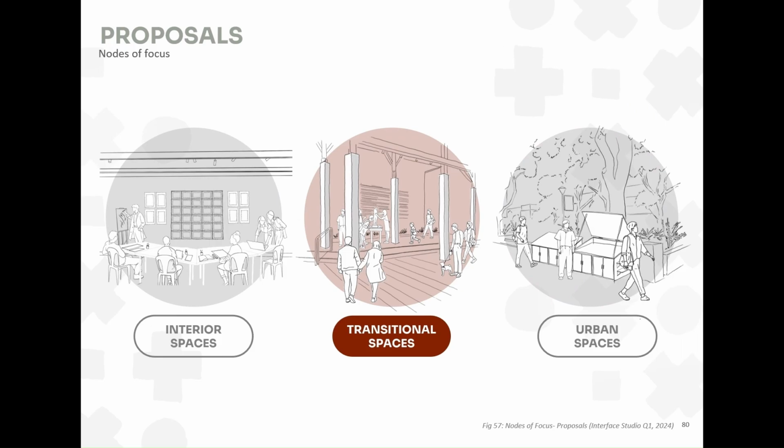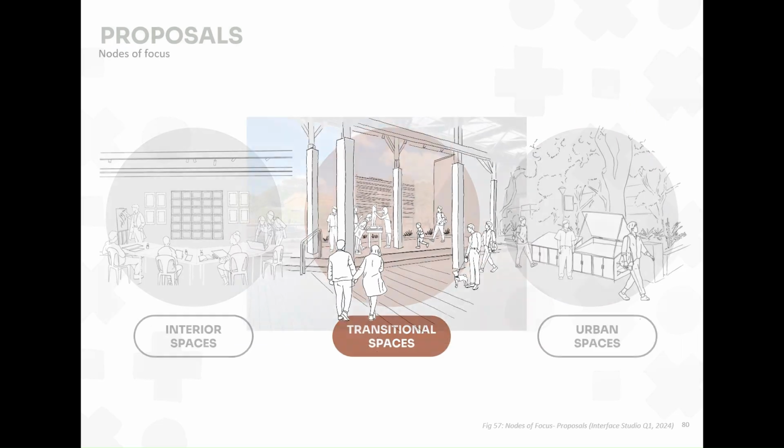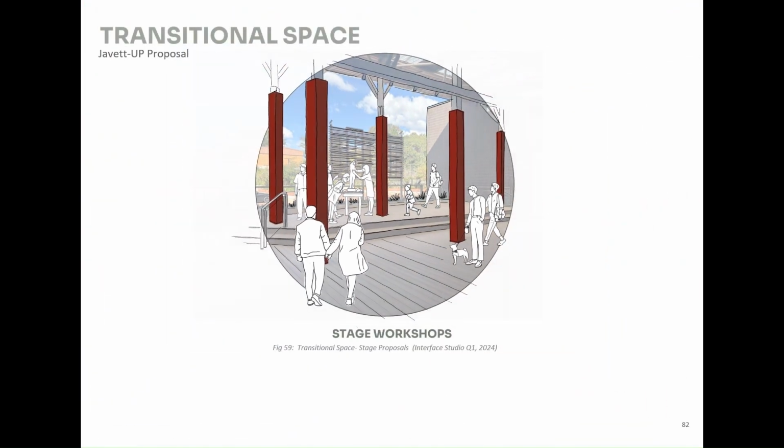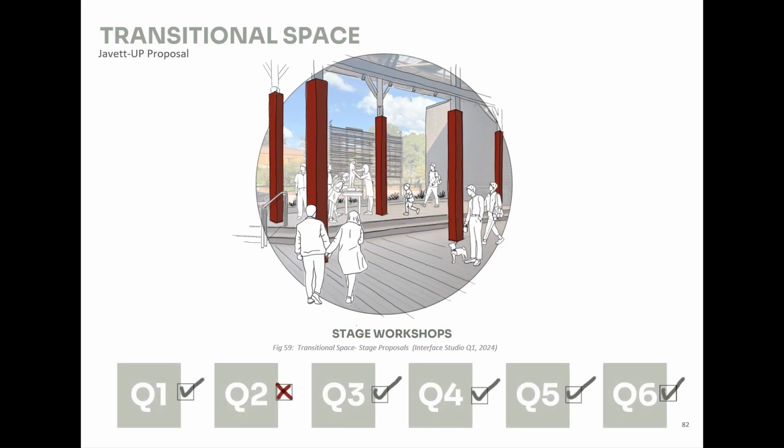Next will be the transitional space proposal. The Javid UP will host an annual event that will activate the parking space, stage, and external architecture. Artisans will be invited to curate a singular parking bay as well as host interactive workshops on the stage facility, promoting cultural and knowledge exchange. After applying our questions to the proposal, it fell short in regards to question 2.